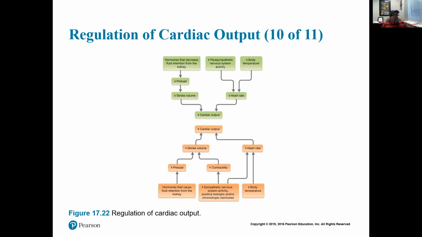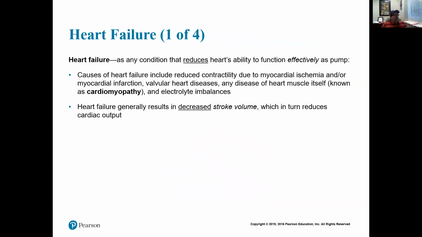But look at all the things going into cardiac output. Look at the top part: preload, stroke volume, parasympathetic nerves, body temperature. Down at the bottom, hormones that cause fluid retention are going to raise blood pressure. Sympathetic nerves are going to raise blood pressure, and increased body temperature raises heart rate. So the bottom ones lower it, the top ones raise it. Pretty crazy.